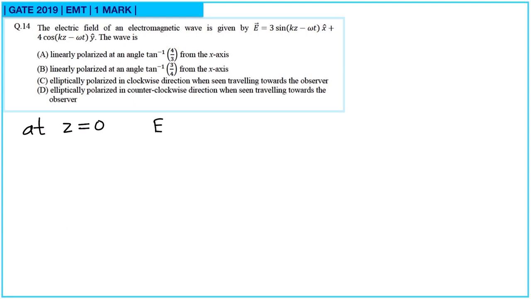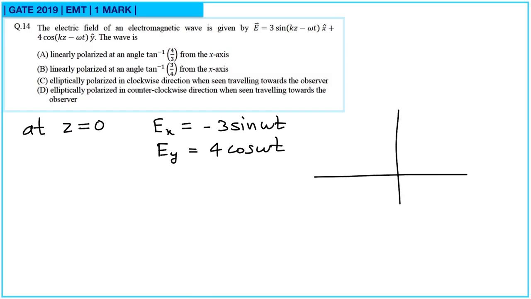So for that, this Ex component will be 3 and k is equal to 0, so this will be minus 3 sin omega t, and this Ey will be 4 cos omega t. So we are considering z is equal to 0 here. Let us consider first when omega t is equal to 0. So when omega t is 0, Ex will be 0 and Ey will be 4. So this will be the point.